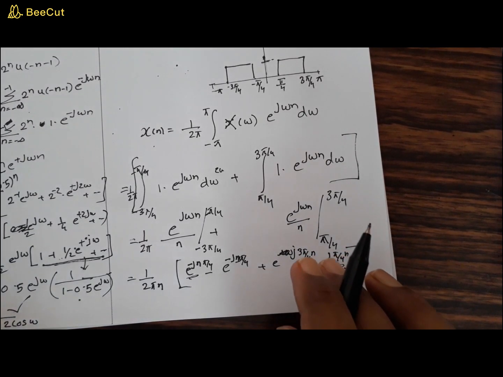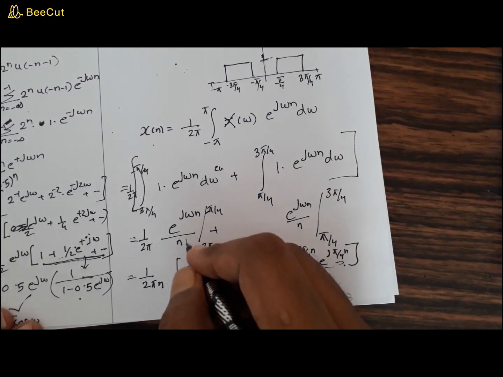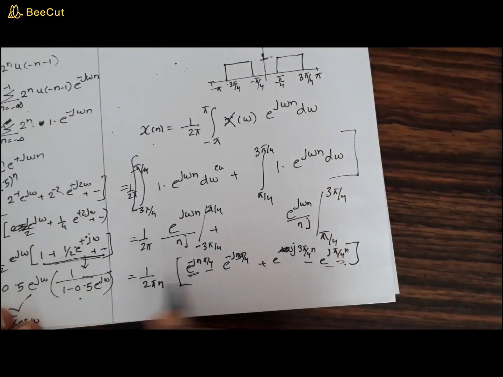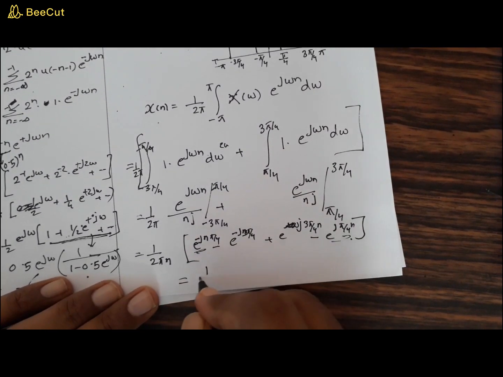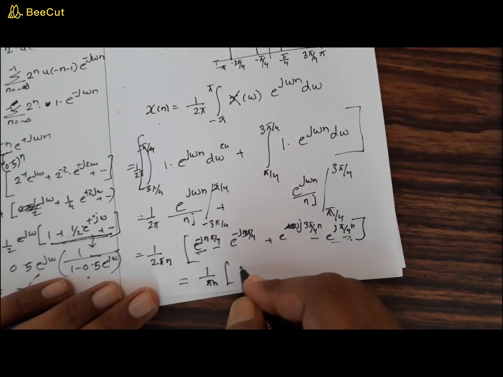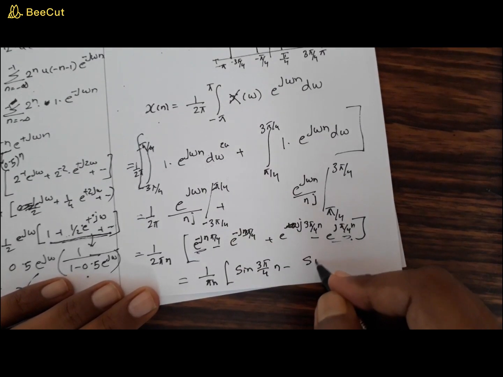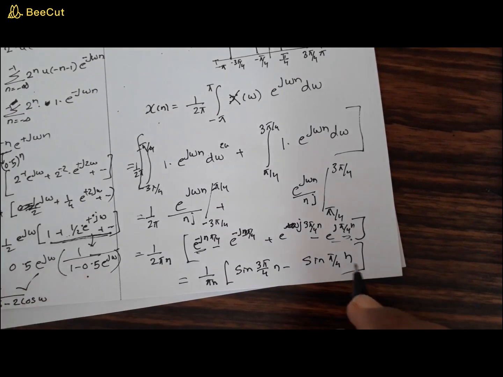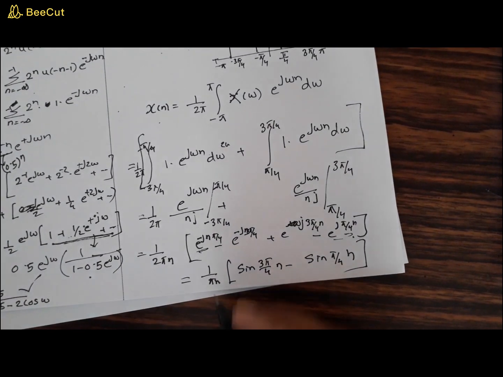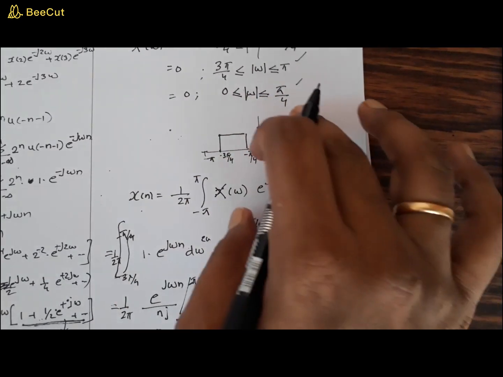Apply what? Apply Euler's identity. So there will be an e raised to nj. Okay, there will be a presence of j, and using Euler's identity, you can finally prove your answer as 1 by pi n into sine 3 pi by 4 n minus sine pi by 4 n, minus 1 by pi n into sine 3 by 4 n minus sine pi by 4 n. So this is the inverse Fourier transform of this segment.